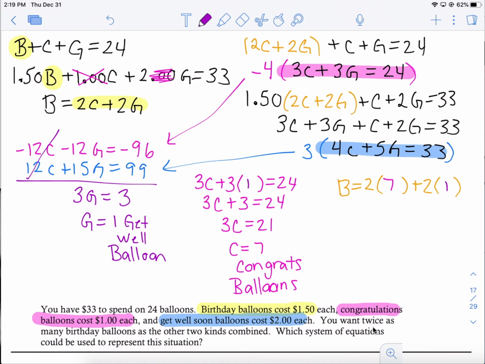So 2 times 7 is 14. 2 times 1 is 2. So that means that my B is 16. I have 16 birthday balloons.